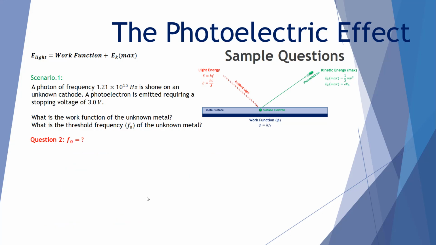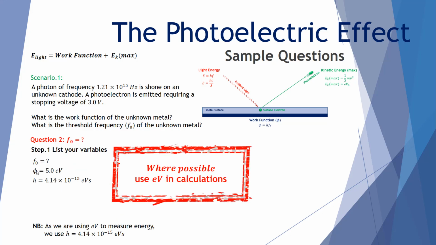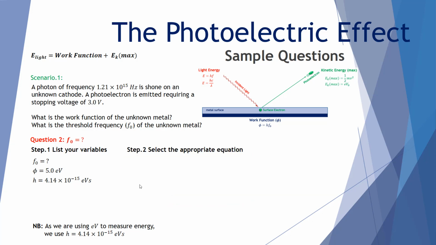Part 2, let's work out the threshold frequency. Listing our variables, the work function is 5 electron volts. We're after the threshold frequency, and we know Planck's constant in electron volt seconds. The equation we want is quite simply work function equals hf0, the threshold frequency. We sub in our values, and we end up with f0, a threshold frequency of 1.21 by 10 to the 15 Hz. So unless this incident light comes in with a frequency of at least 1.21 by 10 to the 15 Hz, this electron will not be ejected.